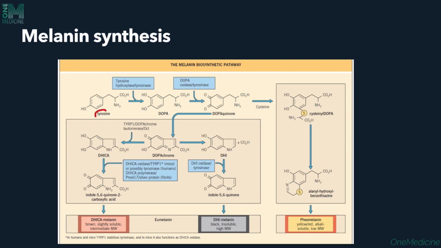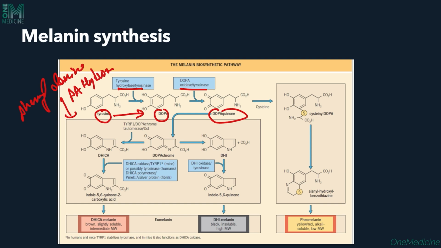Here we have tyrosine, which is converted to dopa by tyrosine hydroxylase or tyrosinase. Then dopa is converted to dopaquinone by dopa oxidase or tyrosinase. Now phenylalanine is an amino acid that will be converted to tyrosine by phenylalanine hydroxylase. So there the enzymatic pathway starts, and until here it's the enzymatic pathway which takes care of the synthesis.